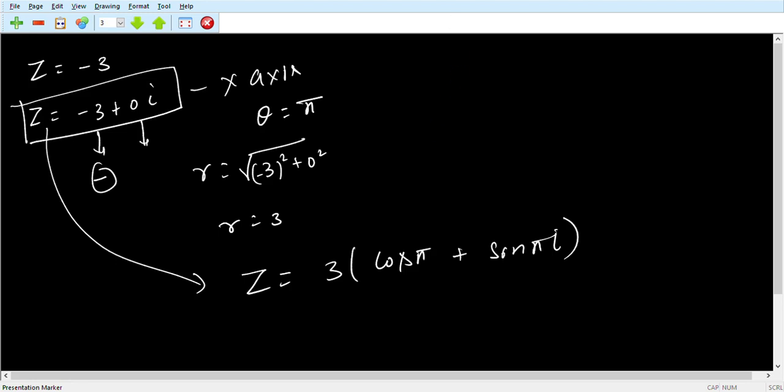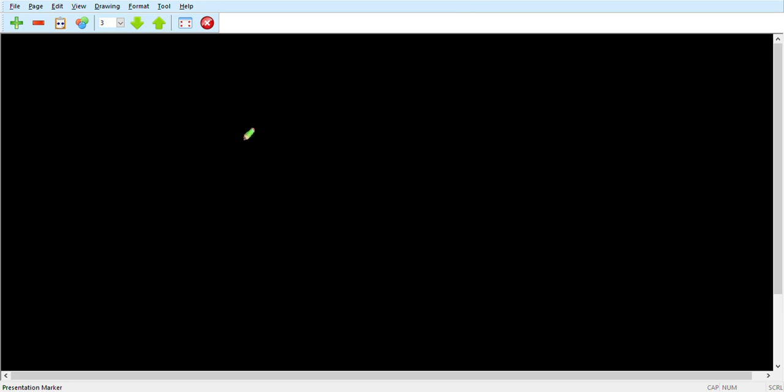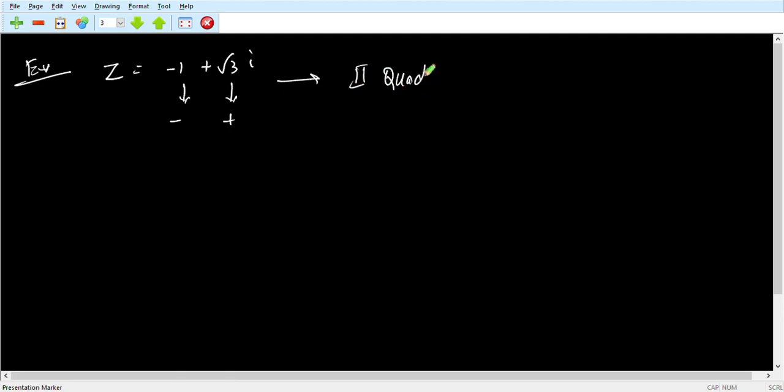So this is the way through which you can represent a complex number in polar form. Problems related to the polar concept are very easy. Let us take another example. For example, z is equal to minus 1 plus under root 3 iota. Here the real part is negative and the imaginary part is positive, so this complex number will lie in the second quadrant. Second quadrant means theta will be equal to pi minus alpha. So let's check the alpha.